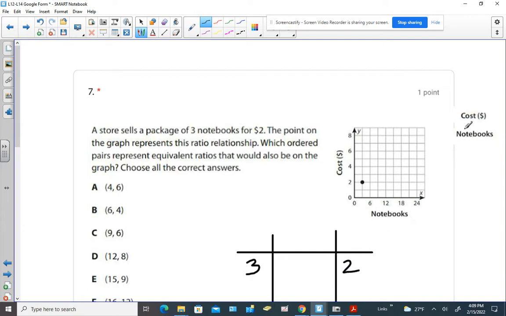And then let's pay attention to the units there. So we'll come back to that idea. Which ordered pair represents equivalent ratios that would also be on the graph? Choose all the correct answers.